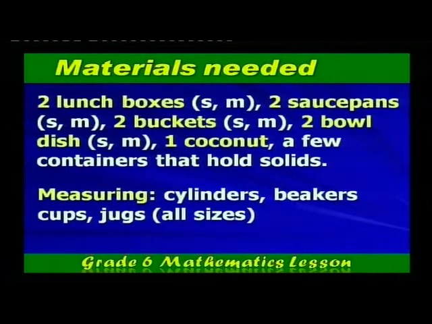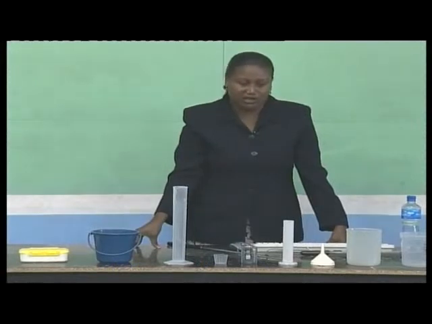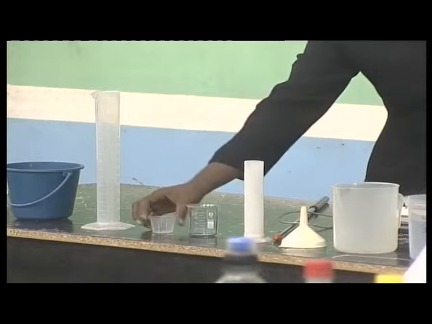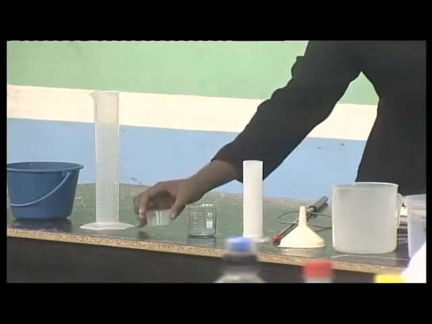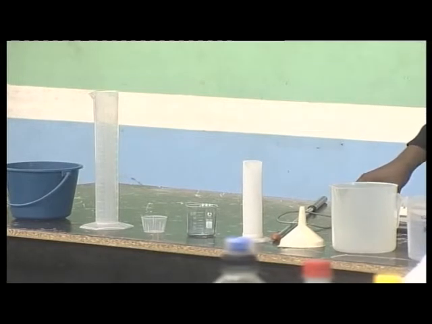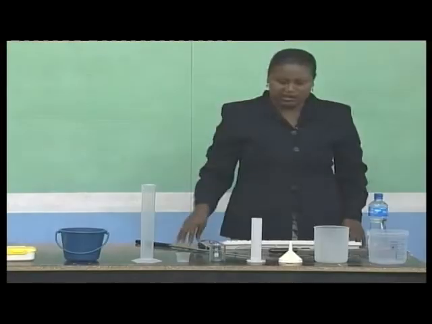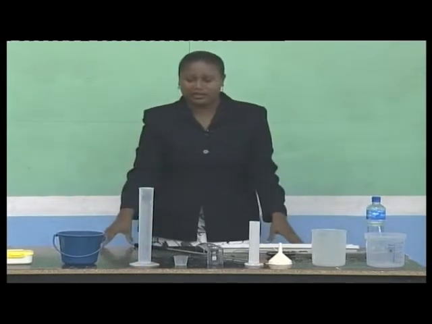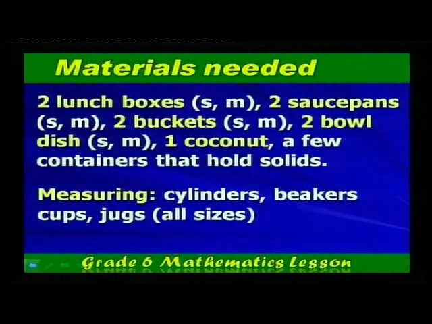And a few measuring instruments that measure capacity. Cylinder, measuring cup, beaker, all sizes please, and maybe 1 or 2 funnels to use in the activity. Measuring jug as well. I think that's about it. I think that's all.